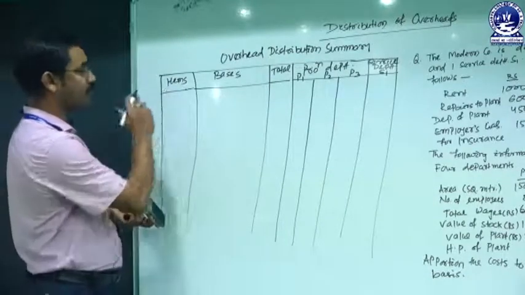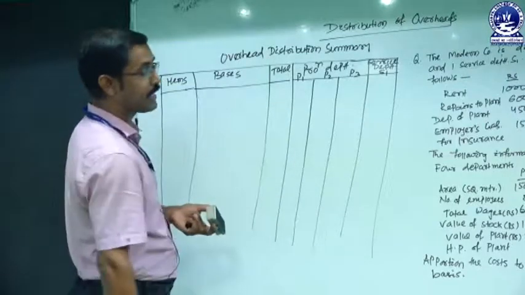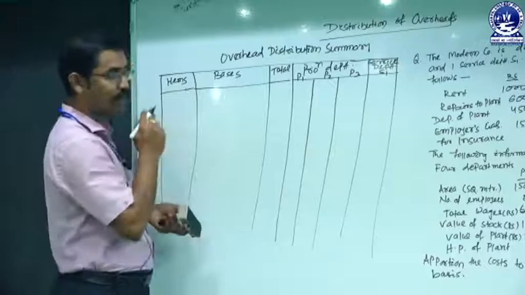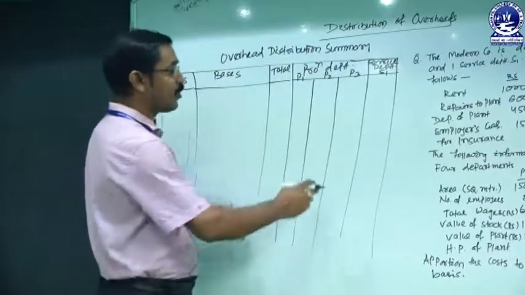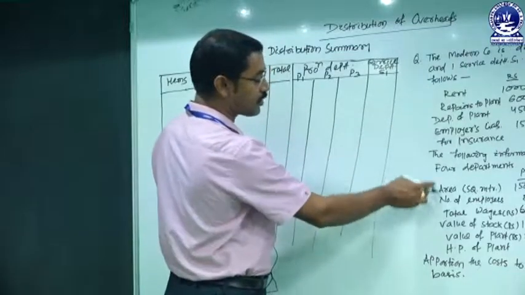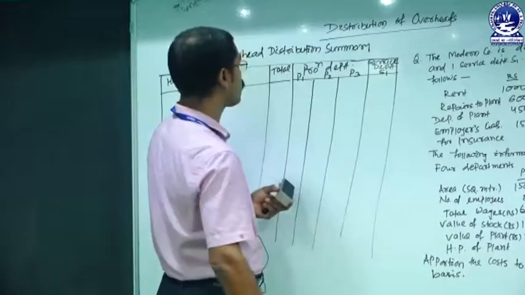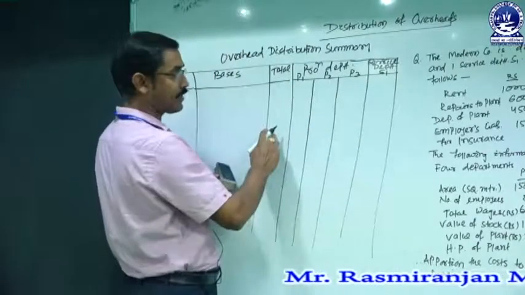The first column represents items, where we have to represent all the indirect items separately one by one. The next column is the basis of apportionment, that means the bases mentioned in our question, according to which we charge a particular item. Then the total represents the amount of indirect expenses.